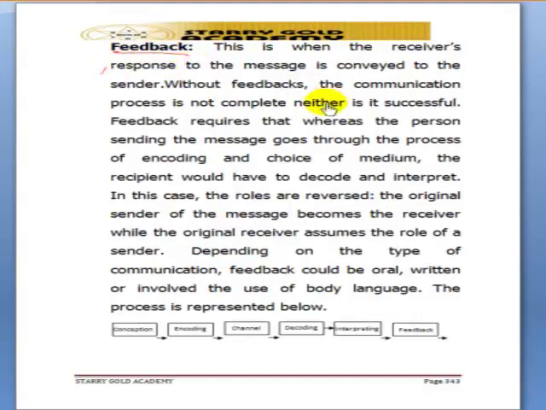Feedback process is the last leg. The first 5 steps, if they are successful, definitely feedback is going to be right, except there is a hitch in communication. A hitch as in barrier.